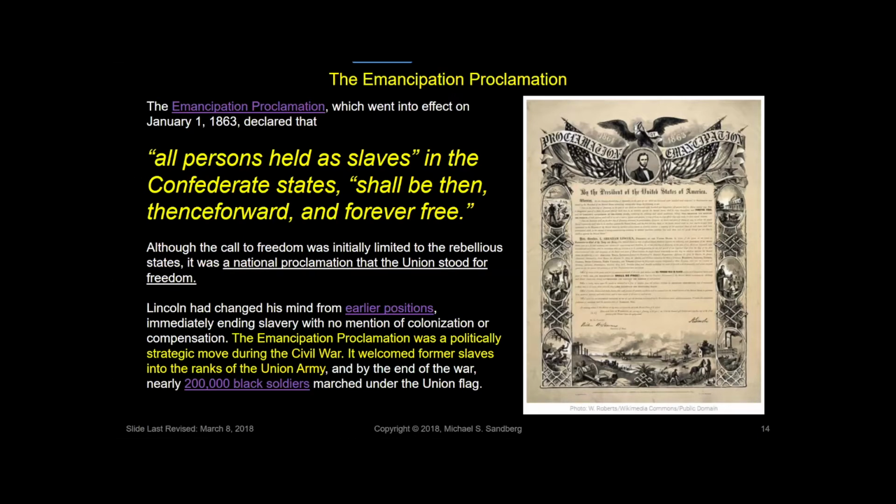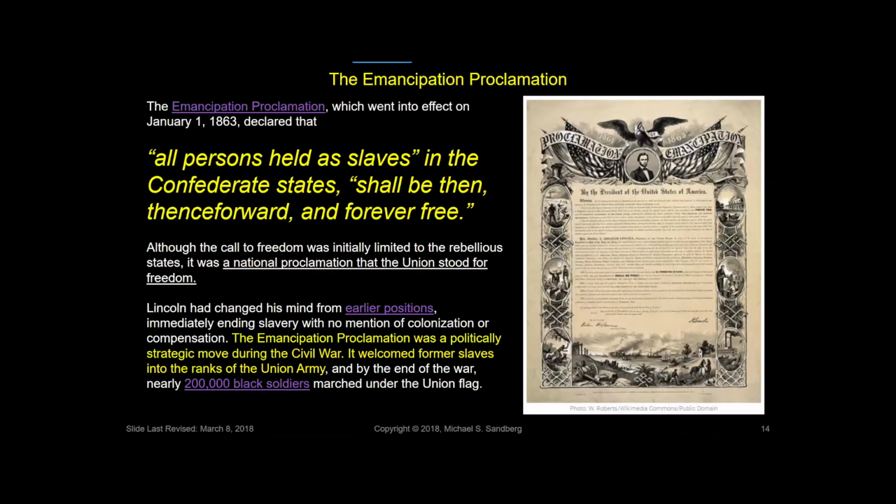So it became a national proclamation that the Union stood for freedom. The Union was saying no slavery. Now, this was a different mindset than Lincoln had earlier. He didn't mention at this point about colonization or returning the slaves back to Africa or compensating the South. He was taking a very firm stand, saying, nope, we are not going to allow slavery.